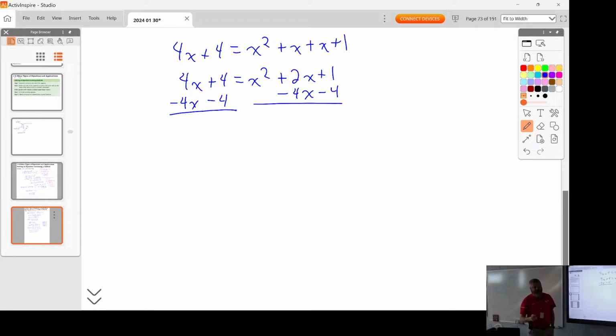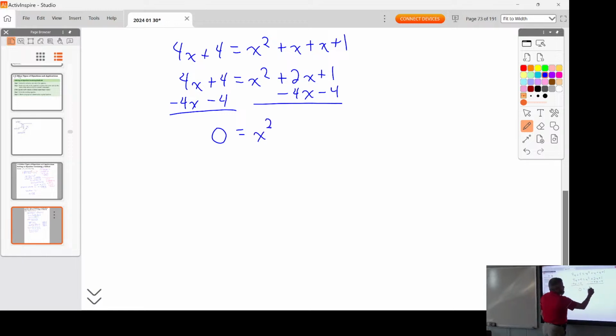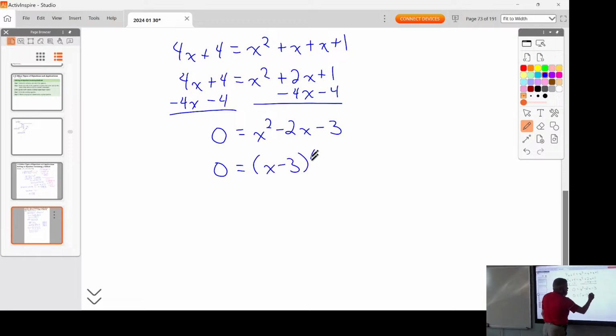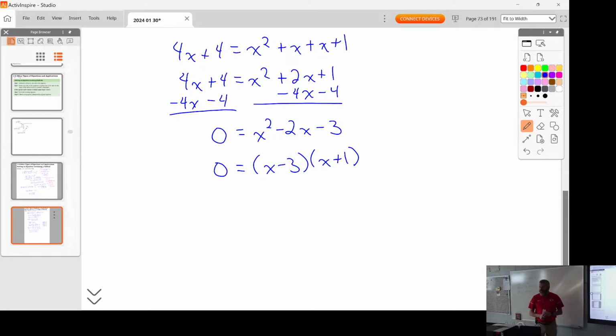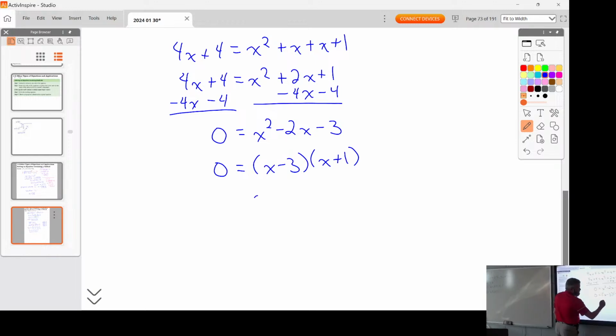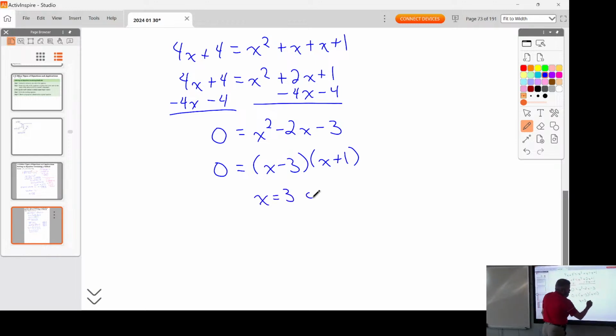Now the left side is 0 equals x squared minus 2x minus 3. And that factors easily. X minus 3, x plus 1. Negative 3 times 1 gives us negative 3. Negative 3 plus 1 gives me negative 2. So either x equals 3 or x equals negative 1.